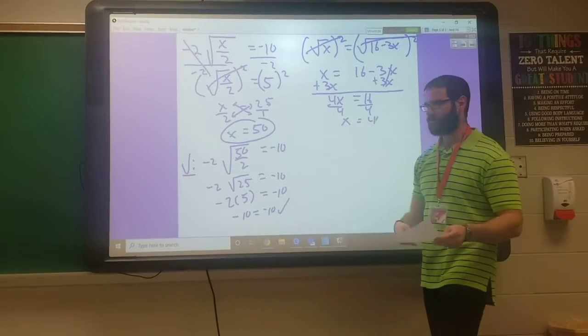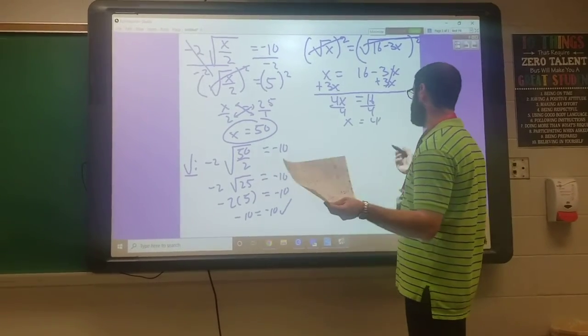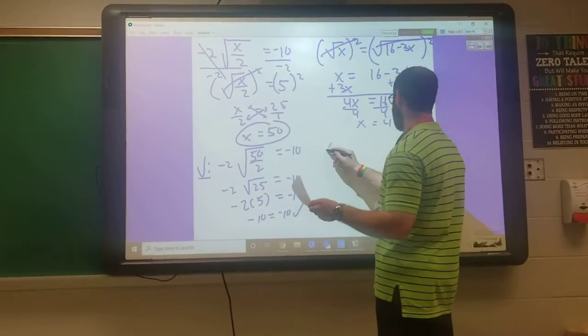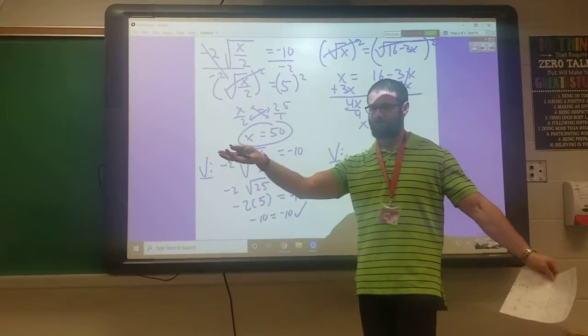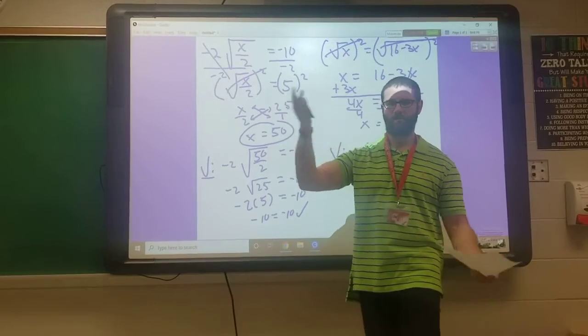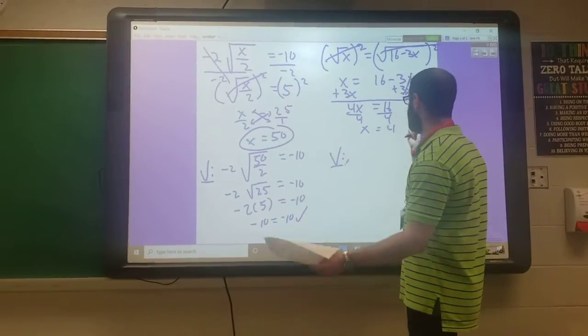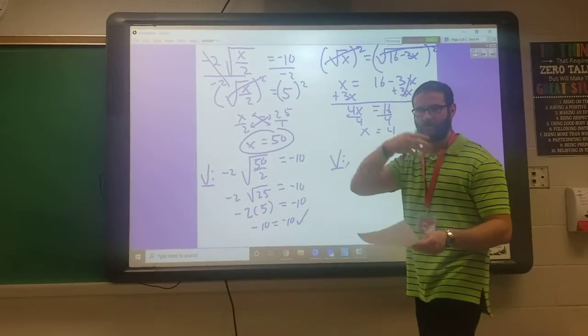We have to check it. We've got to verify it. That's part of what you want to do, especially when we get into the next section where we have potentially 2 answers, but there may be one that doesn't work. So we want to get in the practice of plugging back in and verifying.